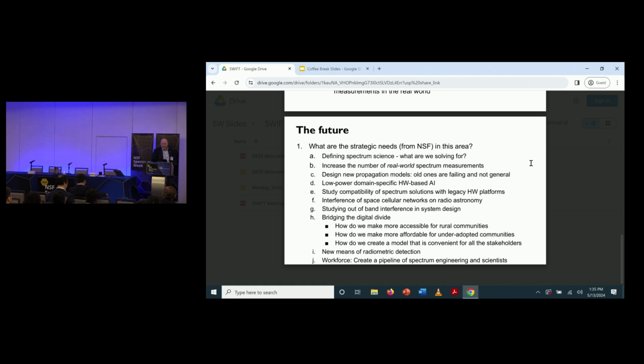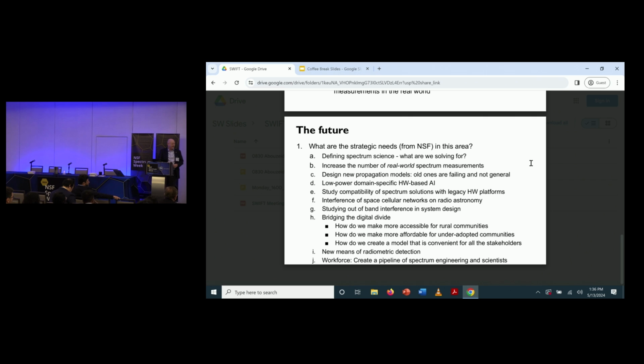Then I will go to H and J, sort of the human ones. One is bridging the digital divide. We heard a little bit about this this morning: how do we make communications more accessible in rural communities, and more affordable for under-adopted communities? I use the example of San Diego. I could also use the example of Arlington. You can believe there is a lot of broadband in Arlington, and there are communities in Arlington that can't afford it. We've done a good job of making it available, but at what price?